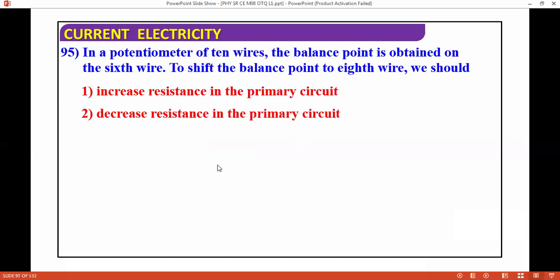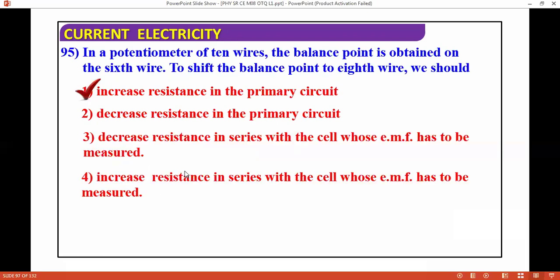Next question: a potentiometer of 10 wires, the balance point is obtained on the sixth wire. To shift the balance point to the eighth wire, we should increase the resistance in the primary circuit. When we increase the resistance in the primary circuit, obviously the balance point will shift to the eighth wire. Again, this is a very good, moderate question.